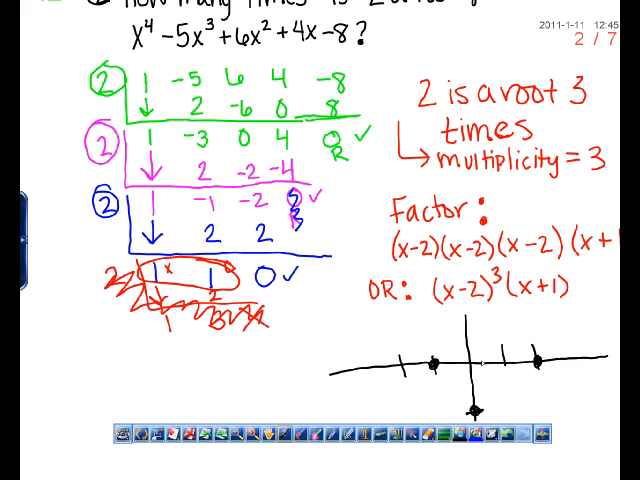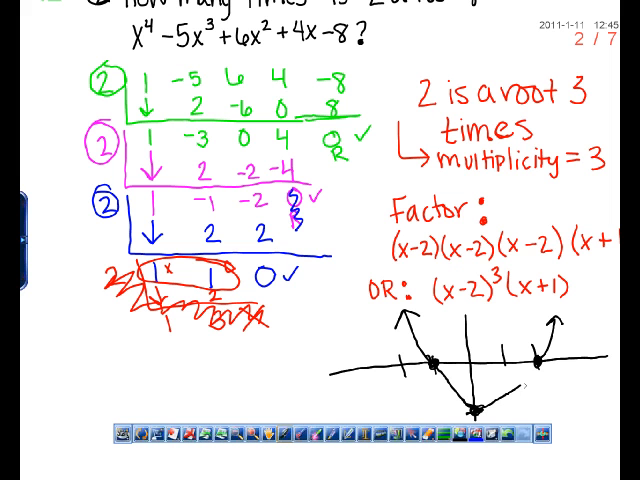All right, talk to me about our end behavior. What's going to happen to the right? Rise right. I have a coefficient of 1. And what's going to happen to the left? Rise. I have an even degree. All right? So at x plus 1, at my root of negative 1, I just have it one time. So just like normal, I'm just going to go through it. Just like that. Okay? But at x equals 2, I have a multiplicity of 3.